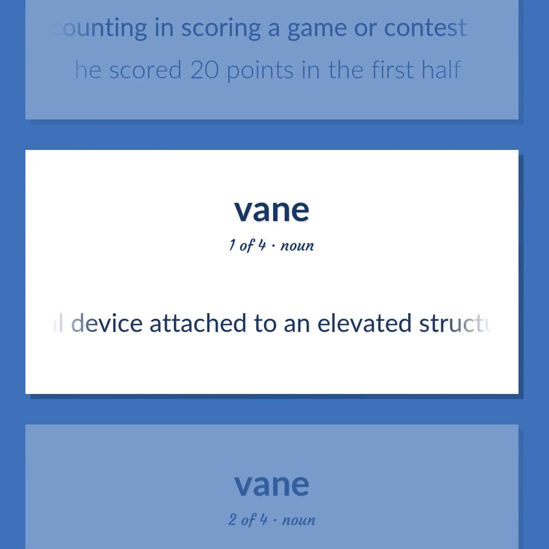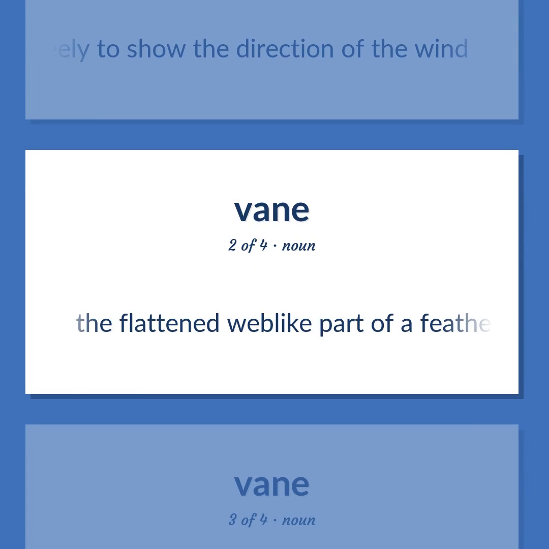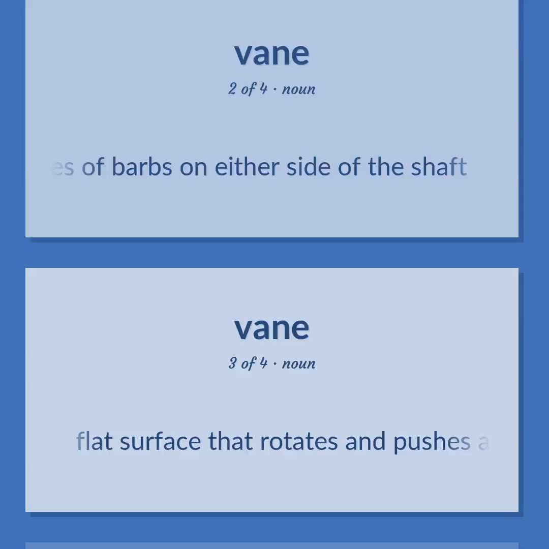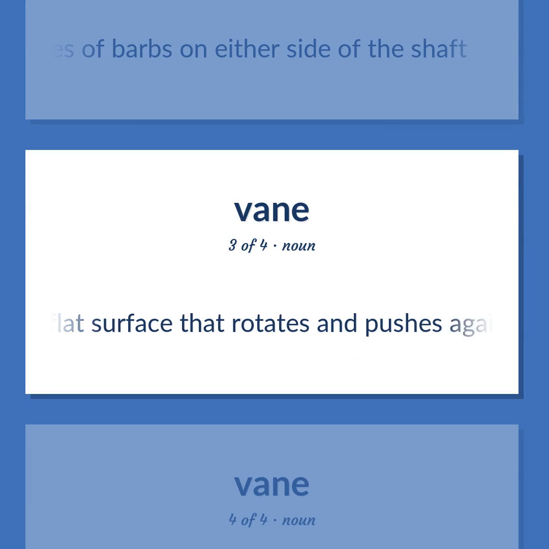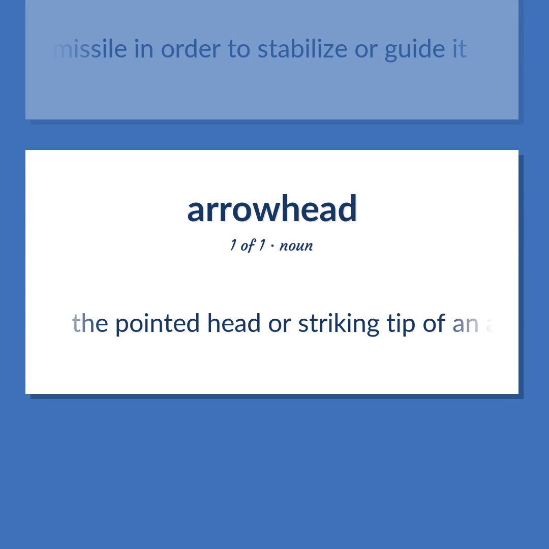Mechanical device attached to an elevated structure. Rotates freely to show the direction of the wind. The flattened web-like part of a feather consisting of a series of barbs on either side of the shaft. Flat surface that rotates and pushes against air or water. A fin attached to the tail of an arrow, bomb or missile in order to stabilize or guide it. The pointed head or striking tip of an arrow.